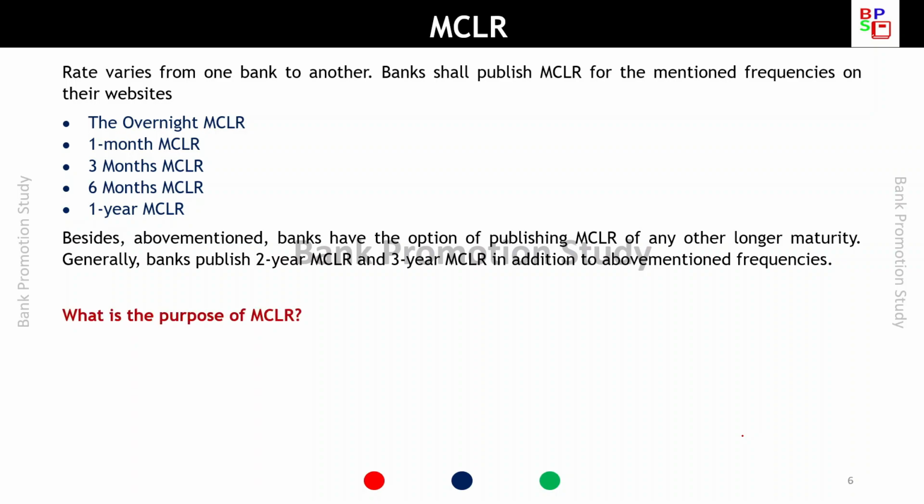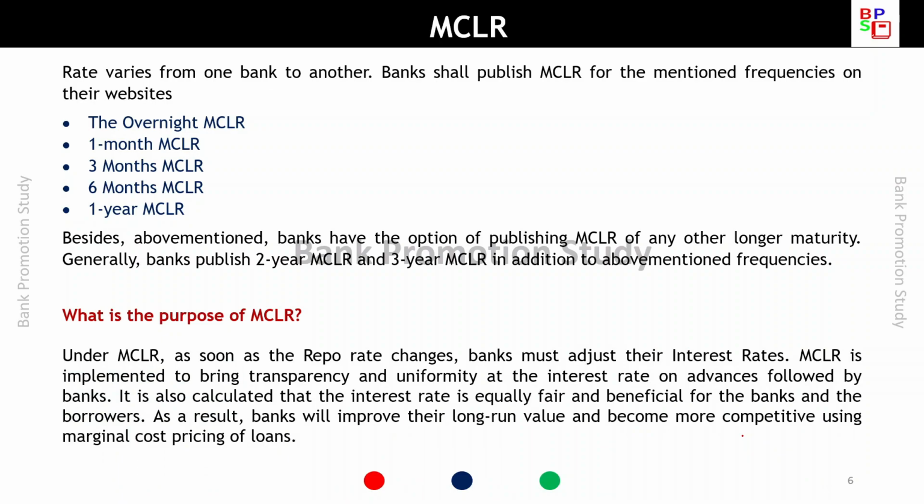What is the purpose of MCLR? Under MCLR, as soon as the repo rate changes, banks must adjust their interest rates. MCLR is implemented to bring transparency and uniformity to the interest rate on advances followed by banks. It is also calculated so that the interest rate is equally fair and beneficial for banks and the borrowers. As a result, banks will improve their long-run value and become more competitive using marginal cost pricing of loans.